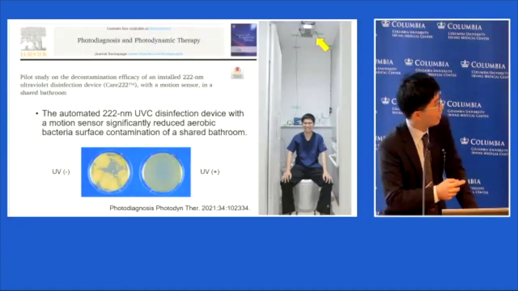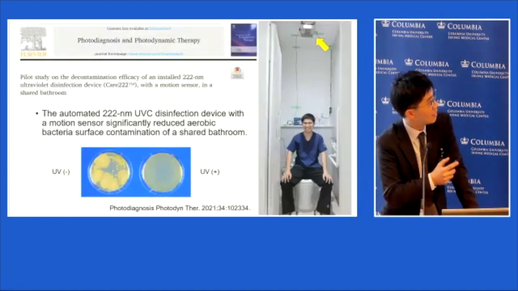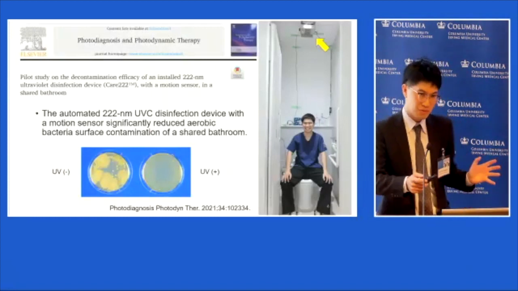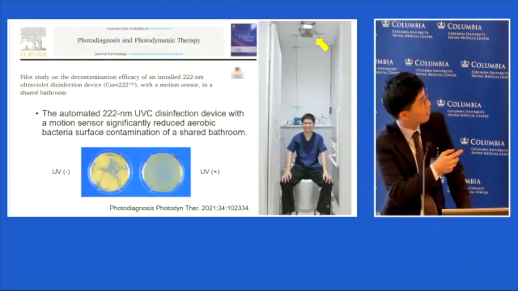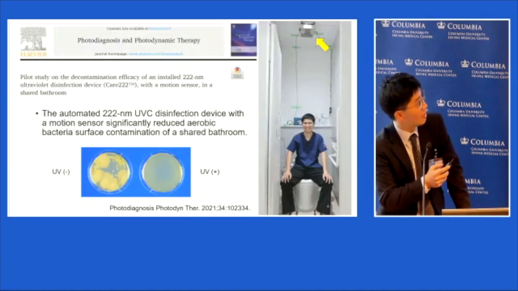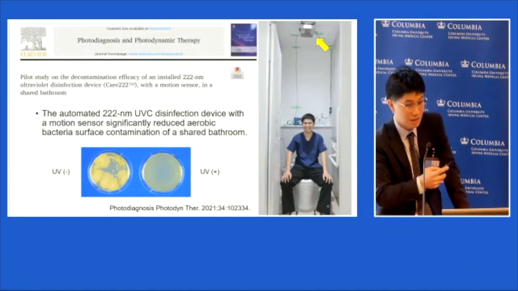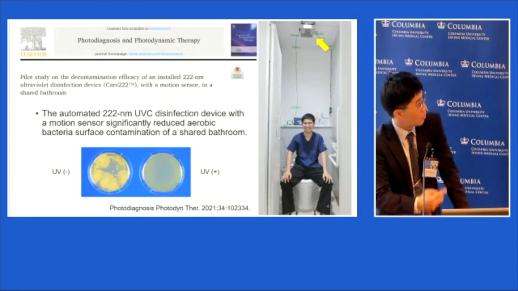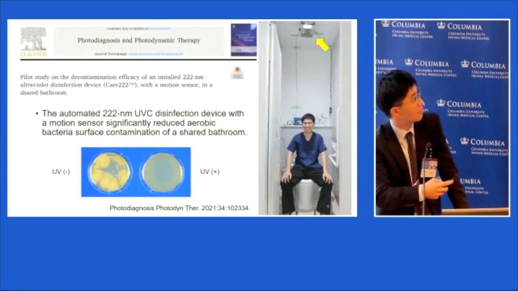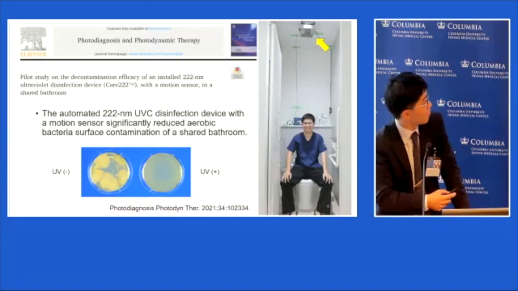In this study, the Far-UVC lamp is on only when there are no people. The device has a motion sensor, so when people use the toilet, the lamp is off, and when people go out of the toilet, the lamp turns on again. This is a picture of stamp cultures.